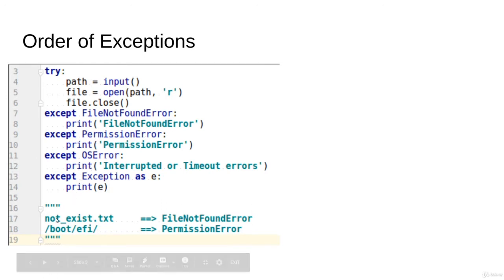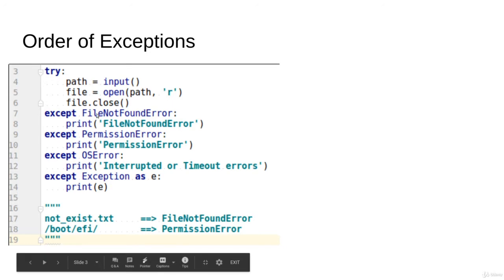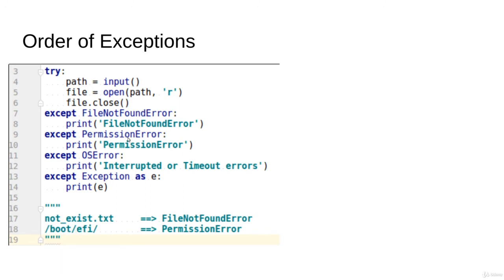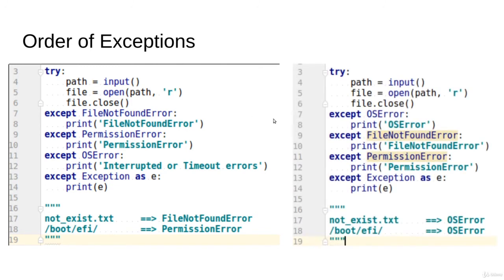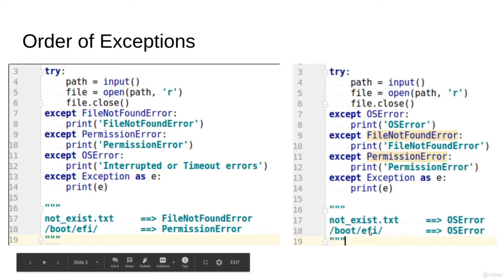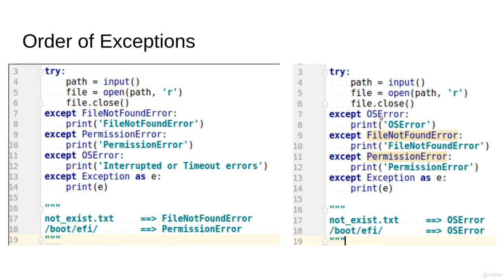Now if we tried something that doesn't exist, file not found error is evaluated first. If we tried something that we have permission issues with, then file not found will not work, but permission error will work. So it's going to be permission error. Let's swap. Let's bring the OS error first in the top of the exceptions. When we have both of these errors, they will give you OS error. Why? Because it is in the very early of the exceptions.